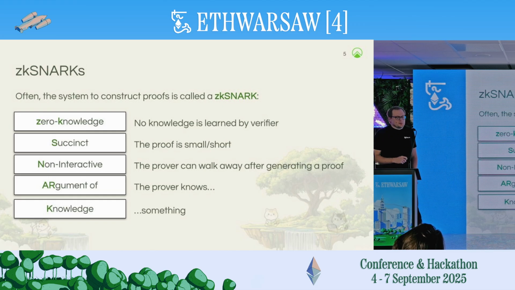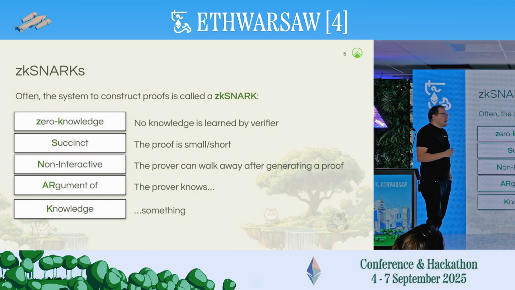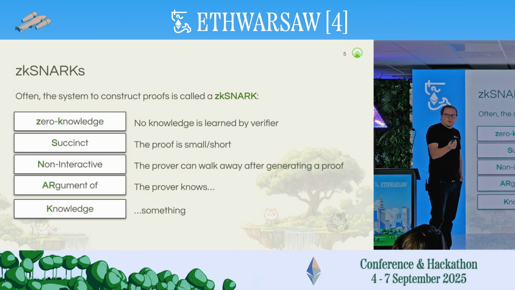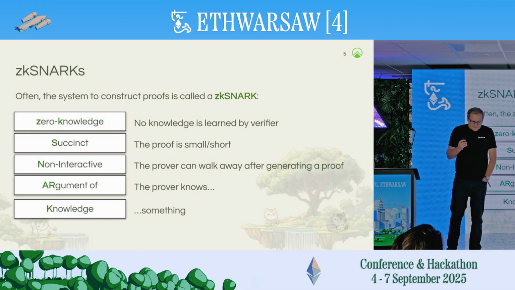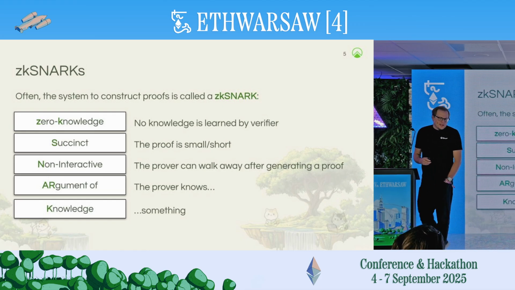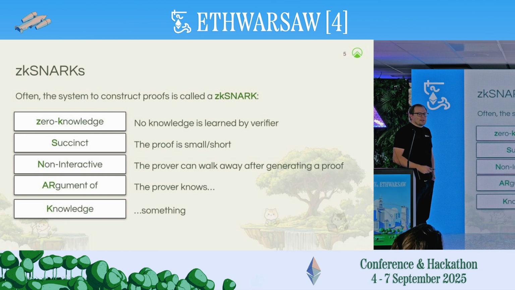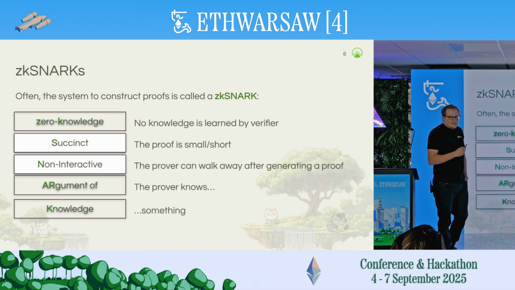It's succinct, and this is very important. The proof is small. It's non-interactive in the sense that the prover can give the proof to someone and then walk away. They can leave the stage. They can stop talking to a blockchain. They can just leave. There's other definitions, I'm sure, that they have an argument of knowledge, that they know something. And what we're really going to care about here is succinct and non-interactive, right?